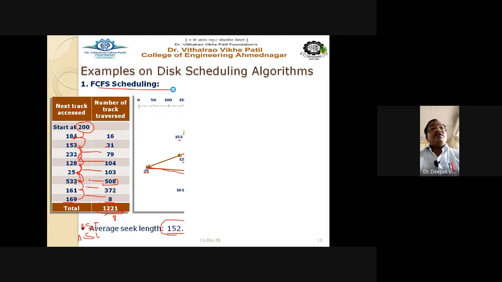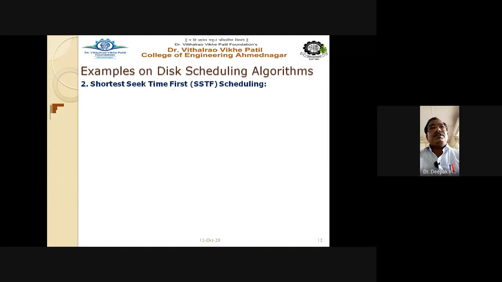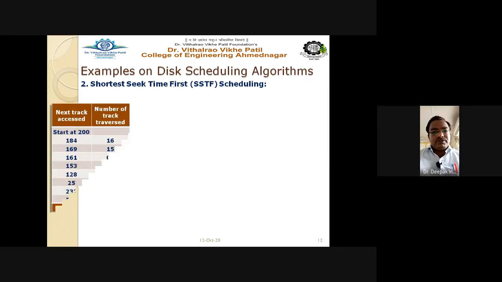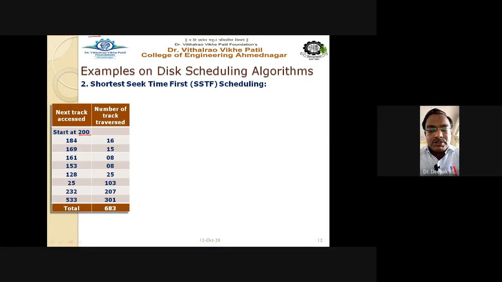Then the second algorithm is shortest seek time first. In the case of shortest seek time first, again first of all you have to draw the table. It will start from the 200 location. Now we have to see which request is nearest to the current head location, out of 184, 169, 161, 153, on the left-hand or right-hand side. It will move in this direction always, not in that direction. You have to remember this point.